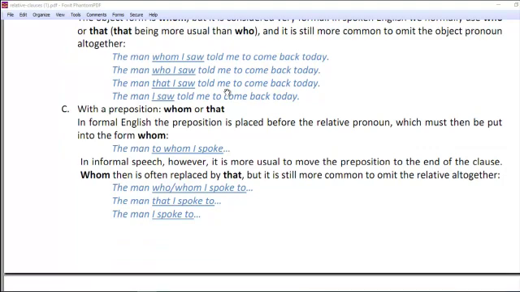In informal speech, however, it's more usual to move the preposition to the end of the clause. Whom is then often replaced by that, but it is still more common to omit the relative altogether. Like, the man who or whom I spoke to. So we can use who because we used the preposition at the end of the sentence. The man that I spoke to, okay, or the man I spoke to without the relative.